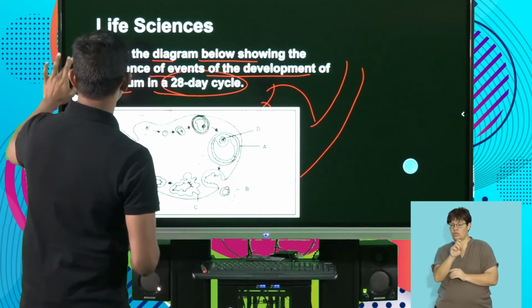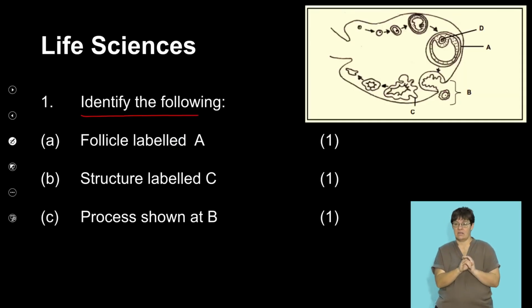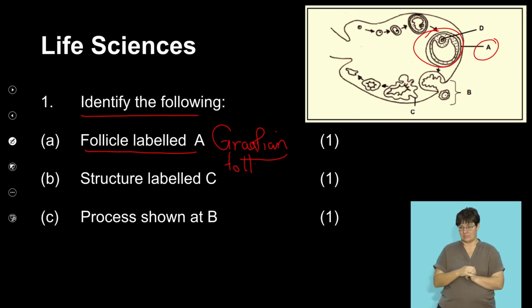Let's look at what questions are based on this. So the first question is identify the following. Follicle labeled A. And if we go to that diagram, guys, follicle labeled A points to this structure that is developing, and that's the Graafian follicle. And we know that the Graafian follicle is that structure that develops and releases an oocyte around day 14. So it's the Graafian follicle that we have developing.